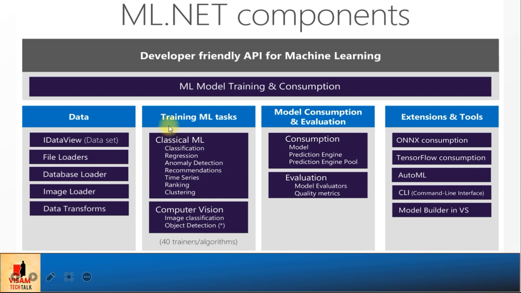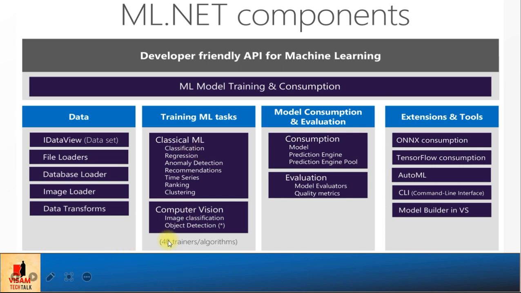Now let's see another component, that is the training ML task. This component is especially useful when we want to train our models. Here the first component is classical ML, which provides various algorithms or learning scenarios like classification, regression, anomaly detection, time series, and many other learning scenarios and tasks. There are almost 40 training algorithms which you can select and fine tune to get better accuracy of output in machine learning. To do that, we need to give training. So these are the various training algorithms available in this component.